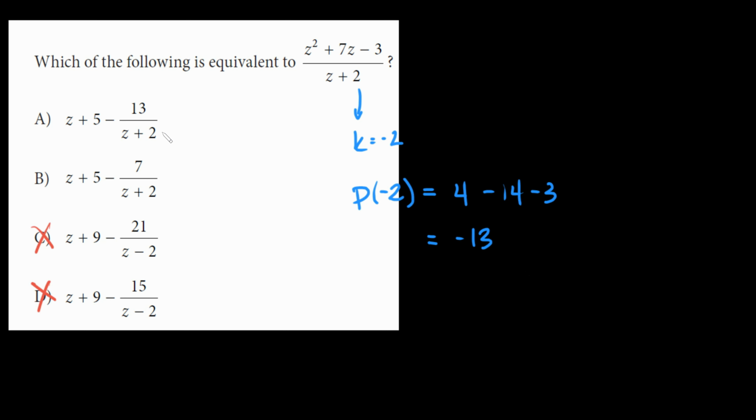A and B both have the correct divisor here. They both have the same polynomial portion, the z plus 5. The only thing that differs between them is the remainder. And we see that B has the wrong remainder, -7. It cannot be B. We see that in A, we get a -13 for the remainder, which matches what we evaluated here. So A is the correct answer.